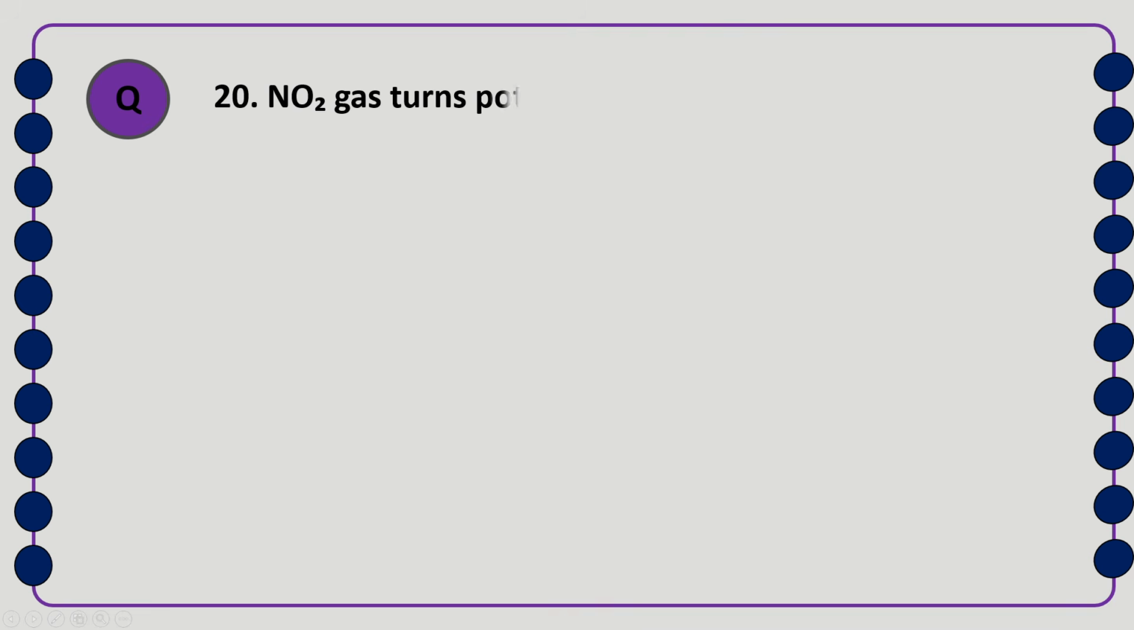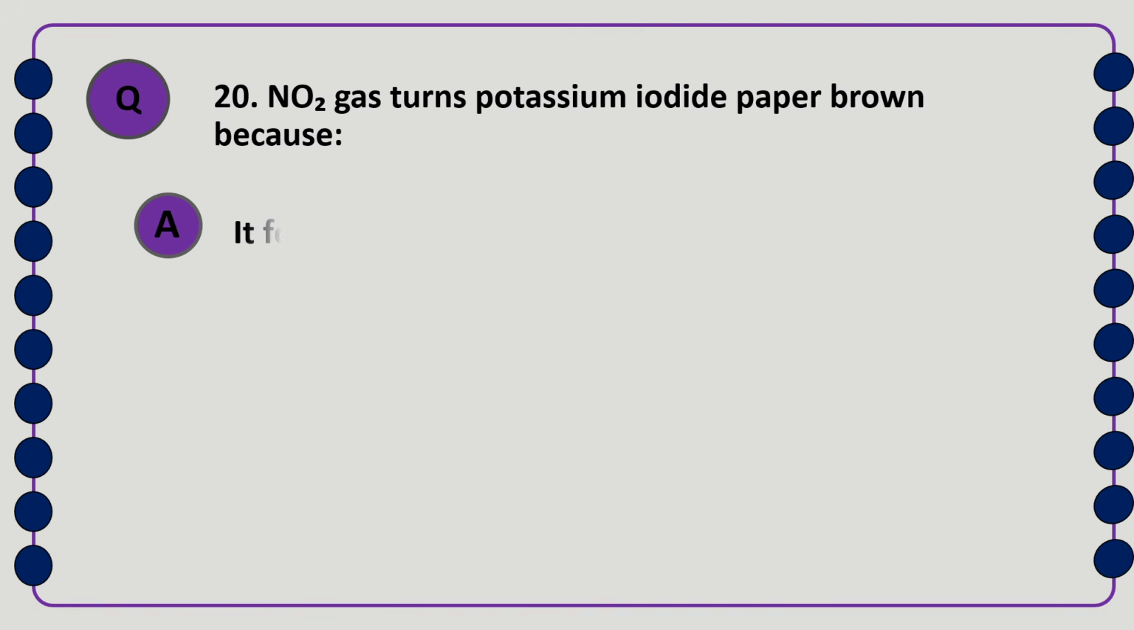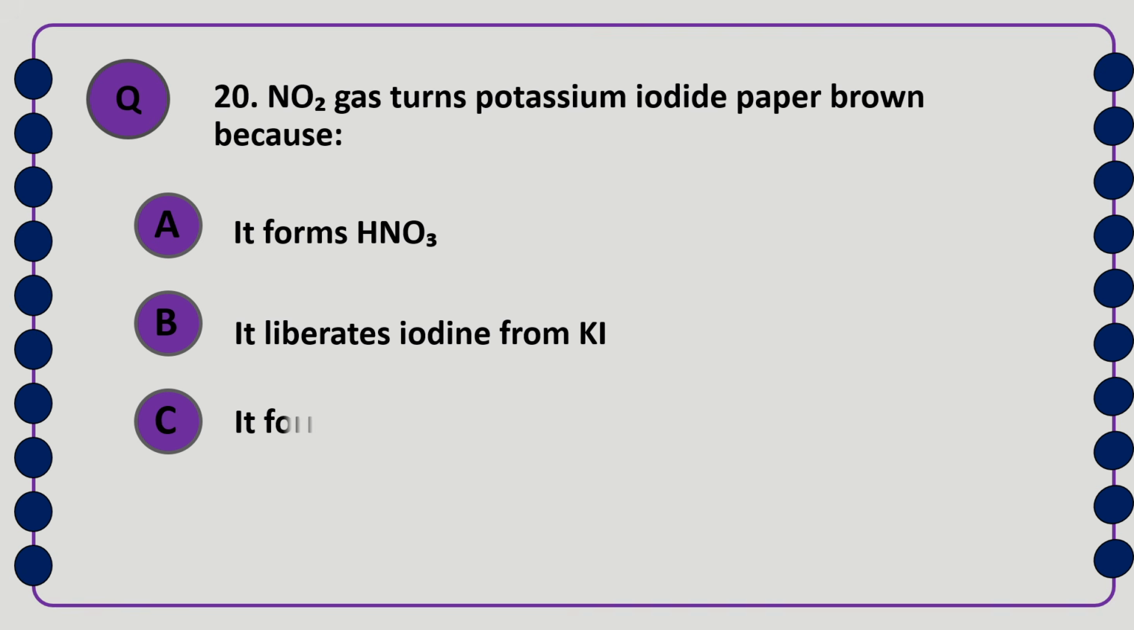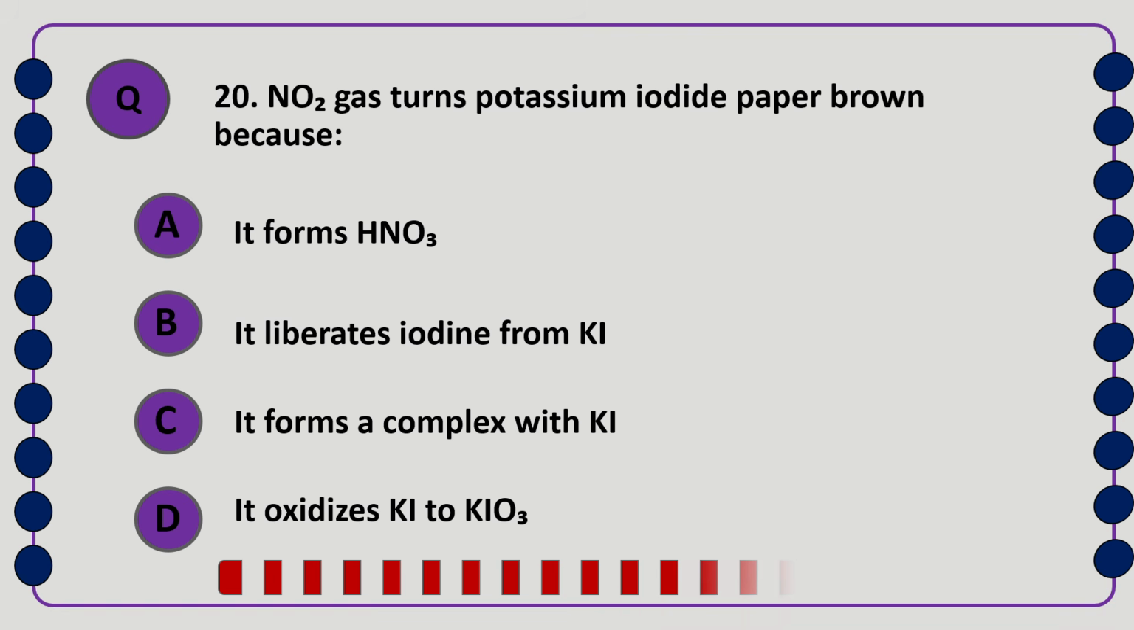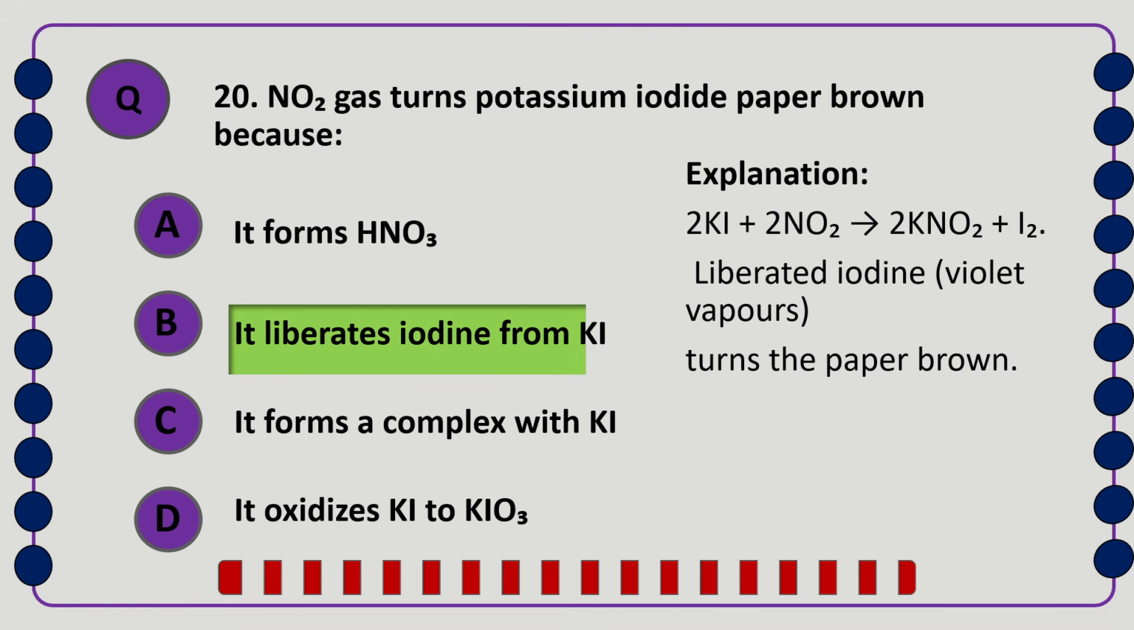Question number 20. Nitrogen dioxide turns potassium iodide paper brown because it forms nitric acid, it liberates iodine from KI, it forms complex with KI, or it oxidizes KI to KIO3. Yes, students, the correct option is it liberates iodine from KI. Fine. Let us move to the next question.